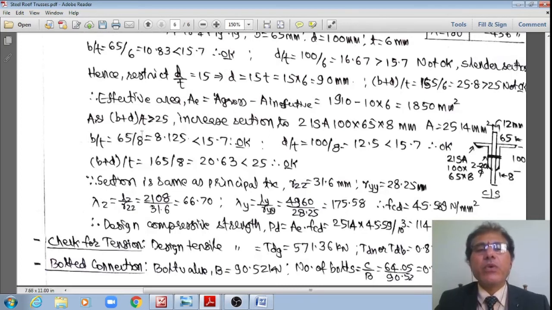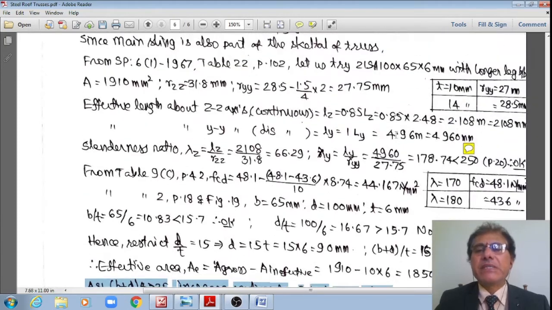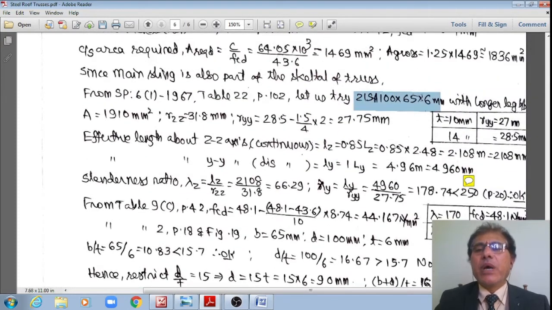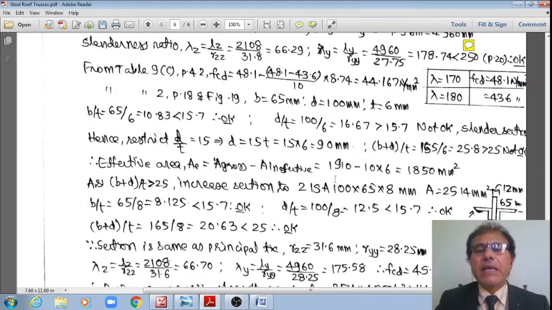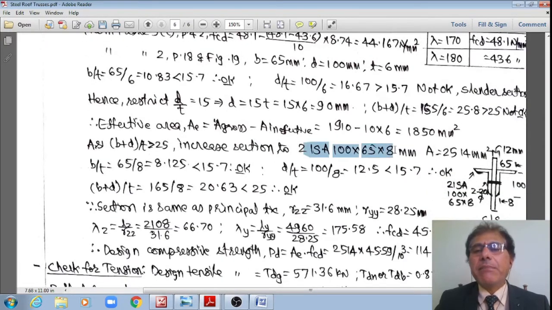Either you do like this, or alternatively, let us say you don't want to proceed with this, then what you can do is the second alternative. Though I am okay, even you can do this second alternative, because this B plus D is greater than 25. You can increase the section from that previous ISA to ISA 100 by 65 by 8 mm. Therefore, I am choosing a higher thickness from 6 mm to 8 mm.